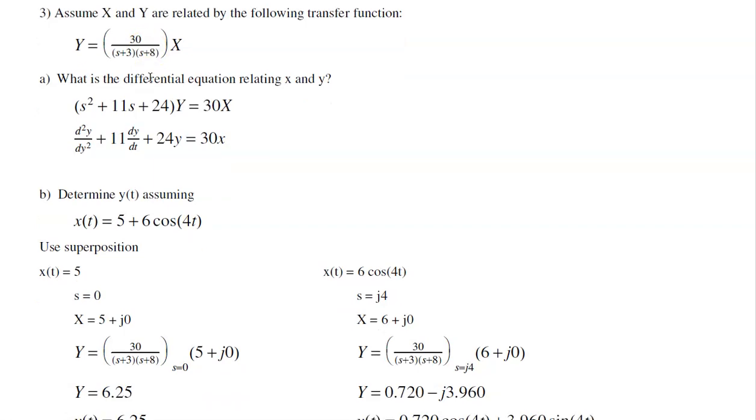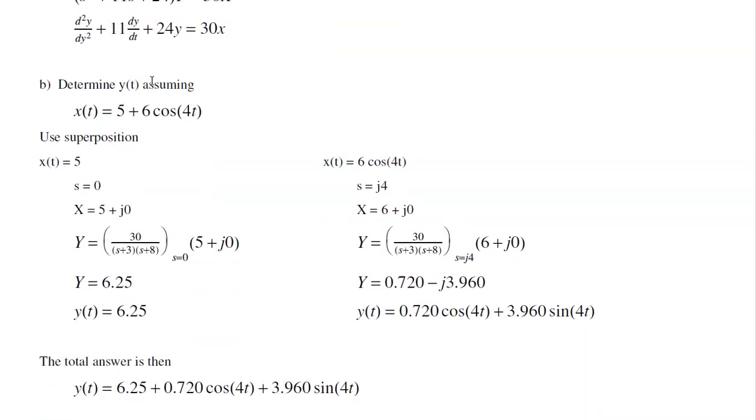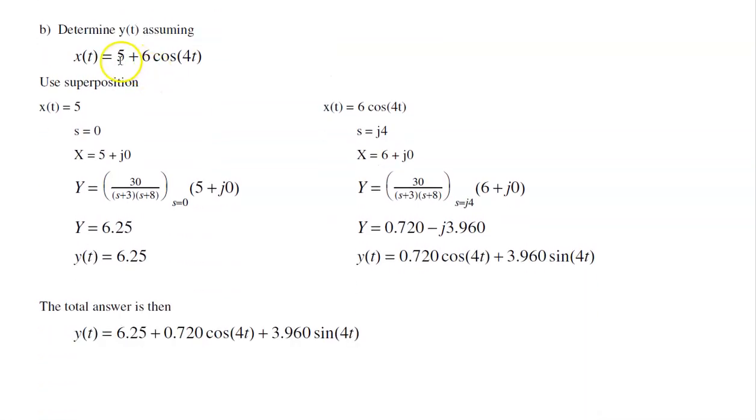Where filters are nice is suppose I have a sine wave input, like problem B. If I have this, I use superposition. If the input is a constant, then x is equal to 5. My frequency is 0, so this is the gain everywhere. Find the gain at s equals 0 times the input, I get 6.25. So at DC, the output is 6.25.